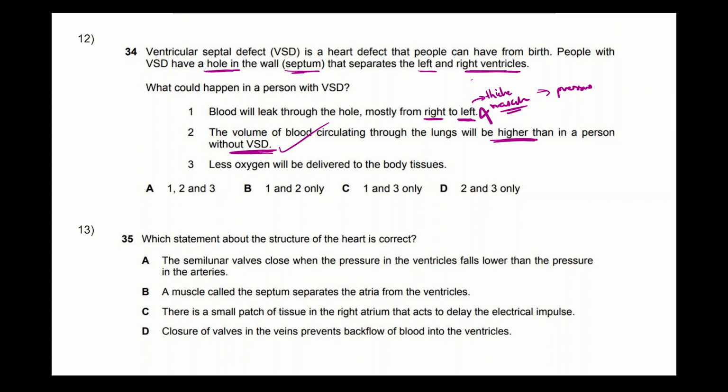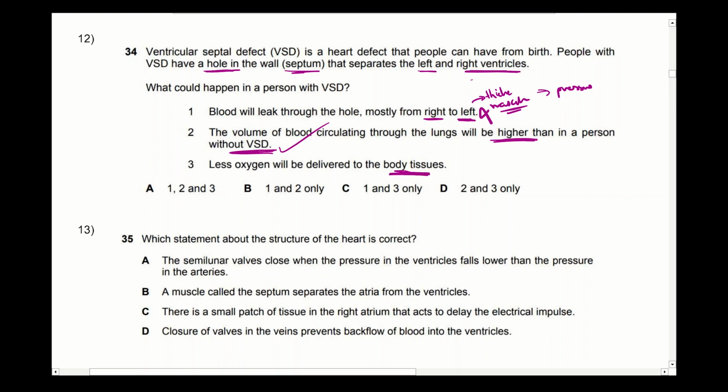And as we also know, in the right ventricle, blood goes to the lung via the pulmonary artery. Therefore, there will be more blood going through the pulmonary artery to the lungs. Therefore, this is correct. 3, less oxygen will be delivered to body tissues.